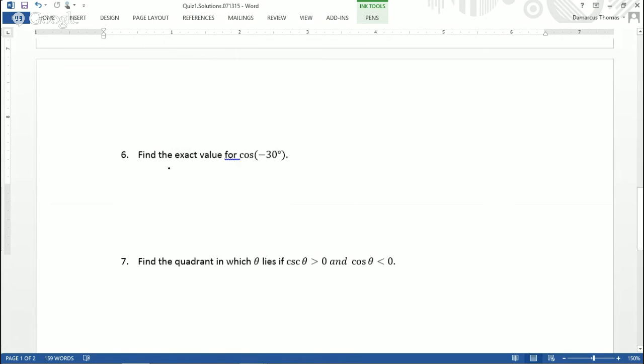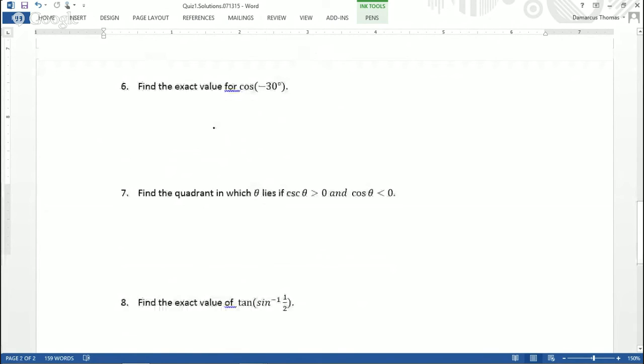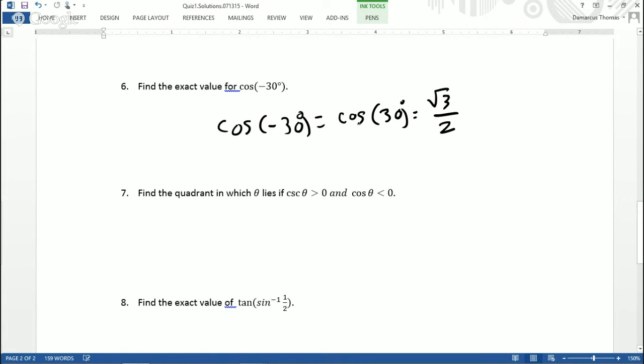All right, let's move on. Not much left. We have the cosine of negative 30 degrees. It turns out, since cosine is an even function, the cosine of negative 30 degrees is still the cosine of 30 degrees, which is just the square root of 3 over 2.